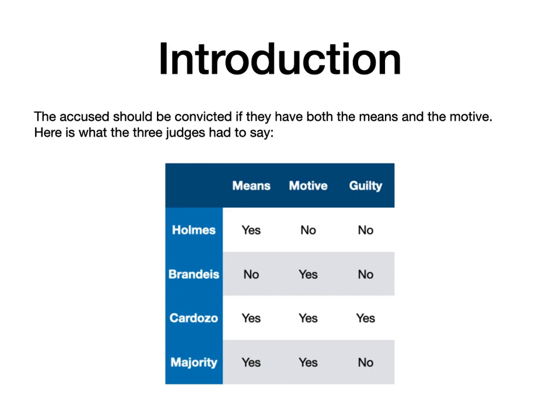So what's more natural than just taking a majority vote? So here's what I did. You can look at the table, but you can see that there's something odd about the majority vote. According to our rule, we have to say that the defendant is guilty if they had both the means and the motive. A majority of judges thought they had the means, a majority thought they had the motive, but somehow a majority did not agree that the accused should be guilty. Okay, so this is our motivating question.